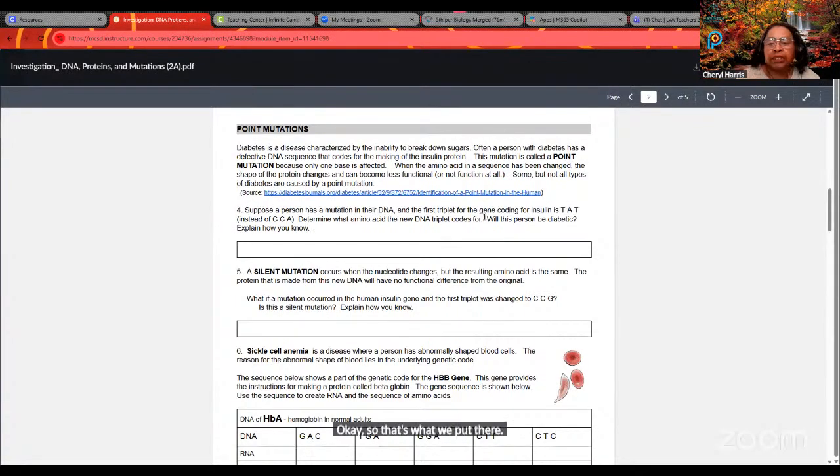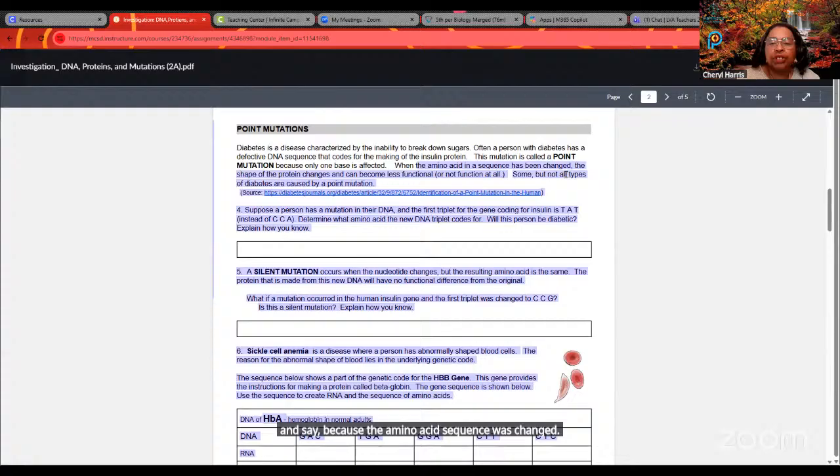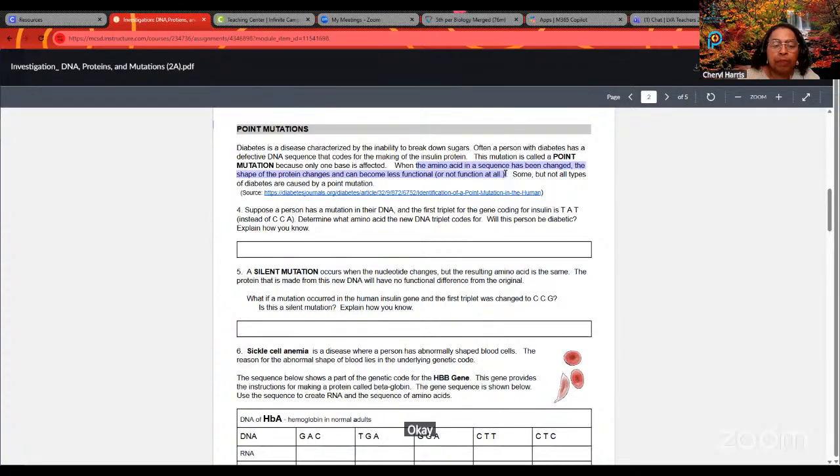And so then it says, will this person have diabetes? And we said, yes, because there was a change. Yes, because, and you can just go right back up here and say, because the amino acid sequence was changed, and therefore it did not create the protein for insulin. Okay? That's what you should have for number 4.